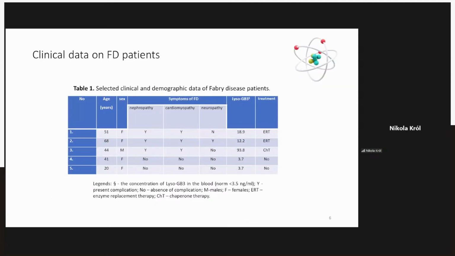The study presents the results of the study of human urine samples from 5 patients affected by Fabry disease and 12 healthy donors. A table on the page contains clinical information about experimental patients.